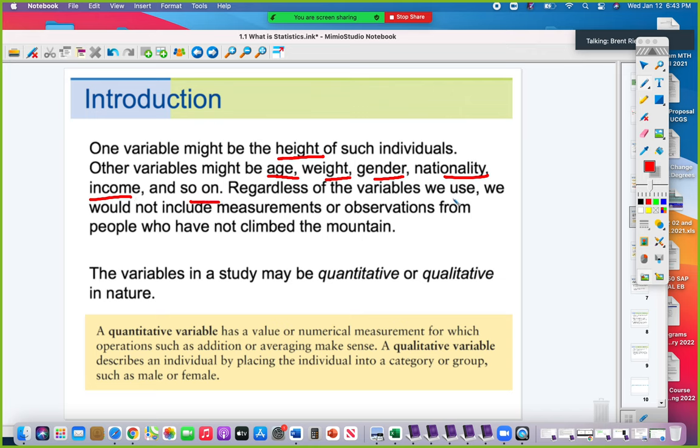Regardless of the variable we use, we would not include measurements or observations from people who have not climbed the mountain. Okay? The variables in a study can be quantitative or qualitative. Now you can write down these long definitions, or you can understand that quantitative is when our data is numbers, and qualitative is when our data is typically words.